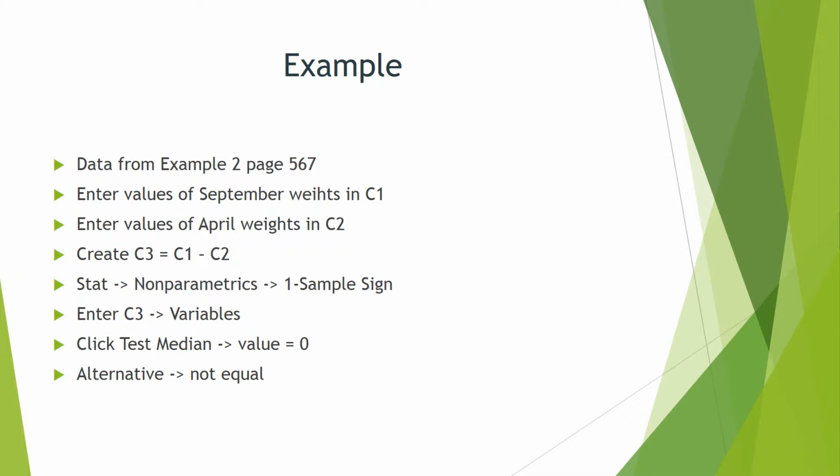Here's another example. If we look at the example on page 567 that deals with weights in September and weights in April, I do see that I misspelled weights for September. So you enter the values into C1 for September weights, C2 for April weights. Then you go to the calculator and you create the difference. Then you go to non-parametrics, one sample sign, and you enter C3 in as your variable. Again, we're seeing if there is a difference, and all we want to know is, are they different? So the alternative is not equal.